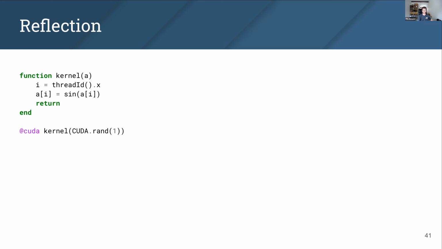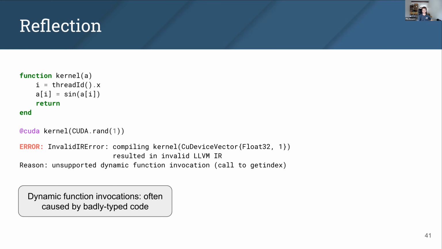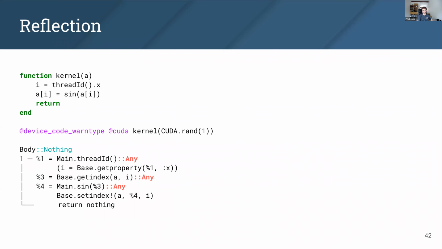For example, if I write this kernel here, and I've made a silly typo. Instead of threadIdx, I'm using the threadID function. However, if we execute this, the GPU doesn't like this, and we get an invalid IR error. And we get to see a dynamic function invocation error, which is something that's not supported by our current GPU compilers. So oftentimes these dynamic function invocations stem from badly typed code. And a good way to debug that is by inspecting the generated typed code by putting @device_code_warntype in front of your invocation.